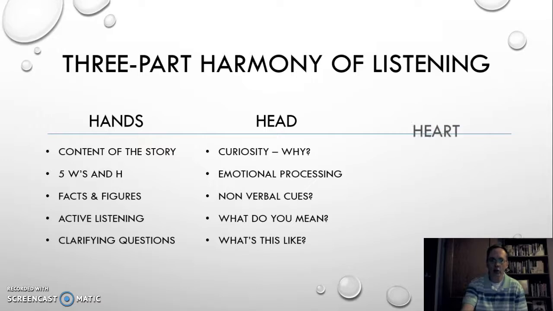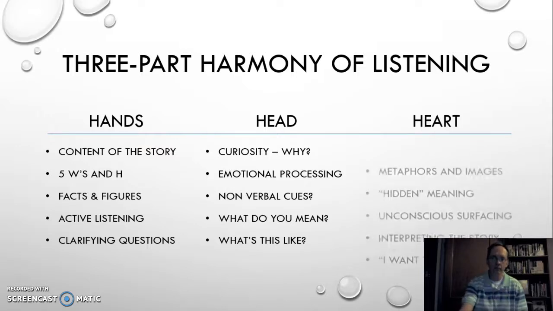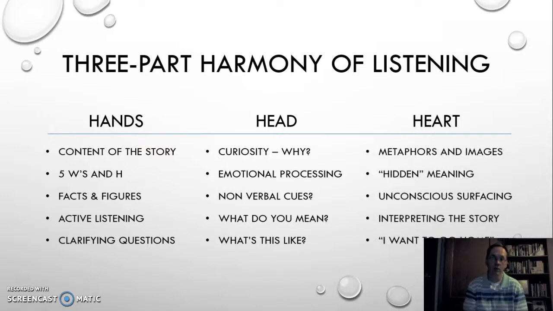And then finally, the third part of the three-part harmony of listening is listening with your heart. That's really getting in tune to the deeper meaning behind the story. And with this, we listen for the metaphors, we listen for the images, and we try to discover what are the hidden meanings behind this message. What are the unconscious thoughts that are surfacing? And then how do we interpret the story? What is really the ultimate meaning behind what they're telling me?